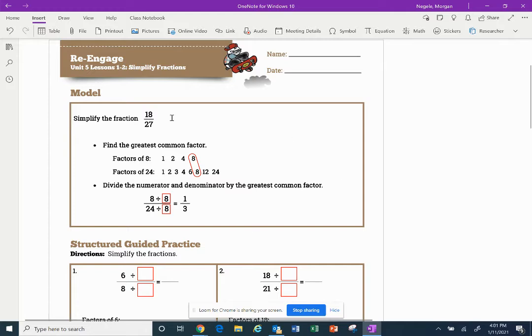So luckily, they give us an example here of how they simplified 18 over 27. We can see that first they found the greatest common factor, so they figured out all of the ways they could multiply numbers to get 8 and all of the ways they could multiply numbers to get 24. And they figured out that 8 was the largest common factor that these two had. So then they came down here, took their 8 and divided their fraction by 8. They knew 8 divided by 8 was 1, and 24 divided by 8 was 3.